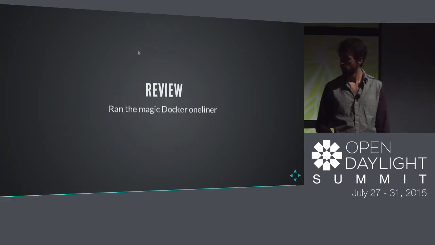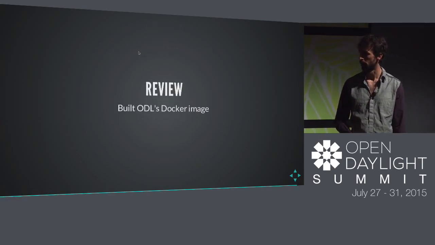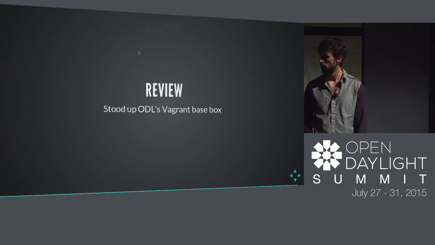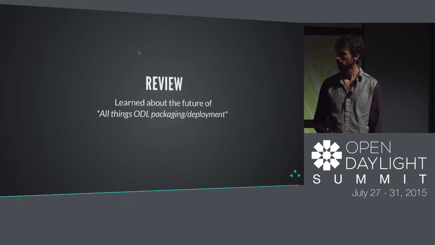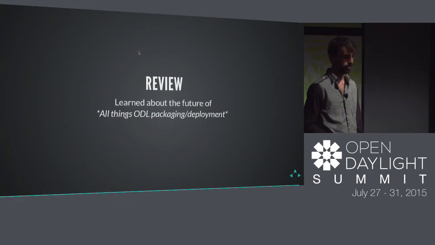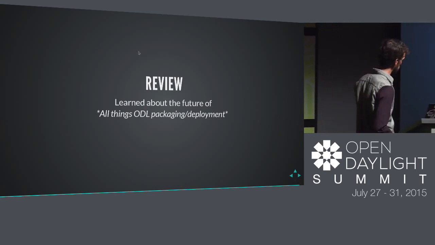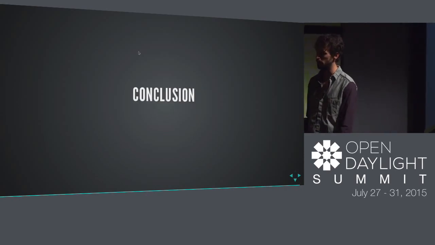We learned about Open Daylight's Docker image. We tried to run the magic one-liner, or would have run the magic one-liner. We would have built Open Daylight's Docker image. We learned about Open Daylight's Vagrant base box, and then stood up the Vagrant base box, or would have. We learned about Packer. And I told you about the future of everywhere we want to go in this ecosystem, with the unstated assumption that you should come help if you want. You're welcome to contribute or help drive those directions.